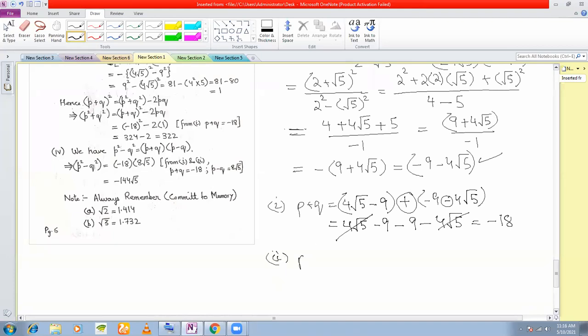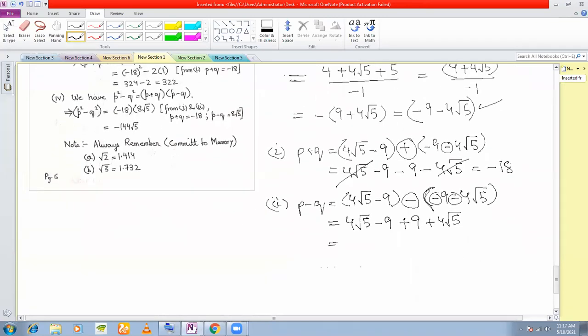The second is P minus Q. P minus Q we work out exactly similarly, except that we'll give a negative sign in between the two expressions. So you get 4 root 5 minus 9 minus 9 minus 4 root 5. Now you open the brackets, 4 root 5 minus 9, and because we have a negative sign outside this bracket, the signs will change. So minus 9 will become plus 9, and minus 4 root 5 will become plus 4 root 5.